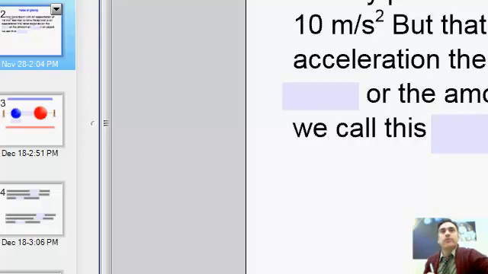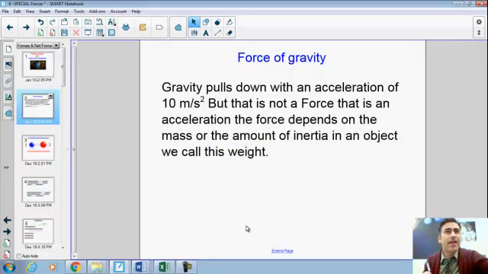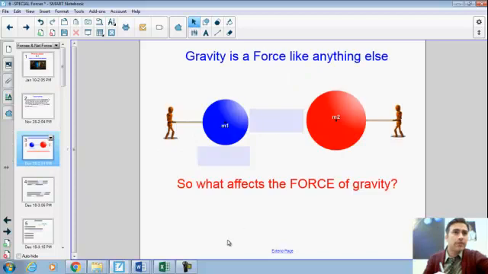Gravity pulls down with an acceleration of 10 meters per second squared. You know, that's a rounded estimate. But it's not a force. That's the acceleration of gravity. The force of gravity depends on your mass, or the amount of inertia an object has, and we call that weight. Now, gravity is a force like anything else.